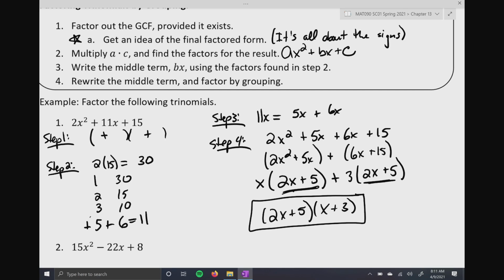Okay, are there any questions? All right, I'll wait. You can write it down. I'll go ahead and do number 2 when we're ready.